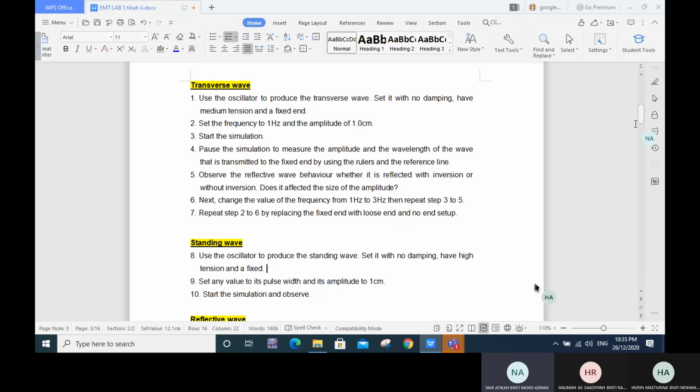So for this lab session, we're studying three types of waves: transverse wave, standing wave, and reflective wave.